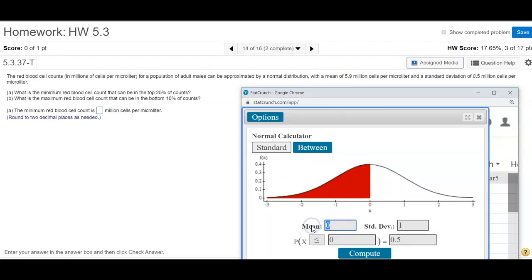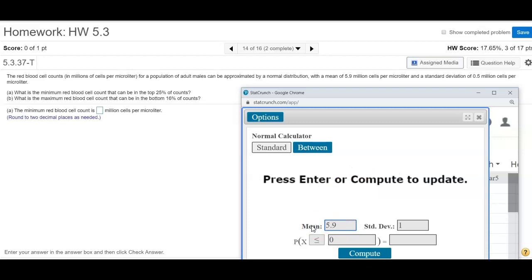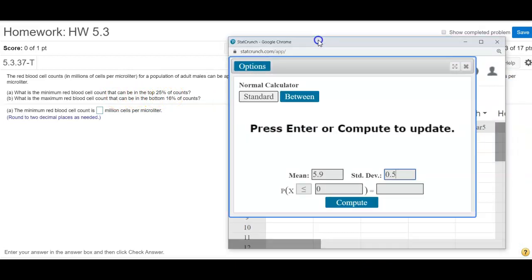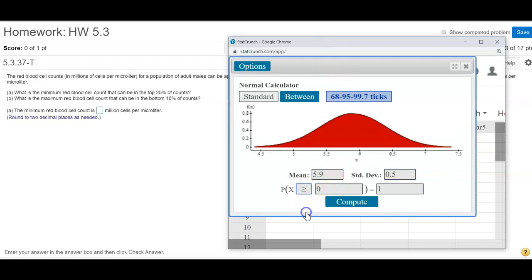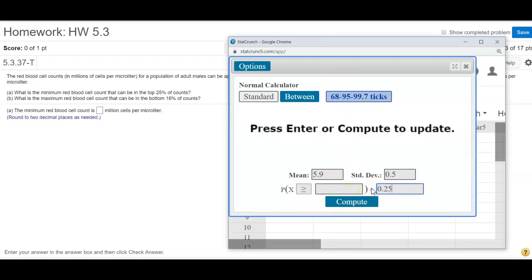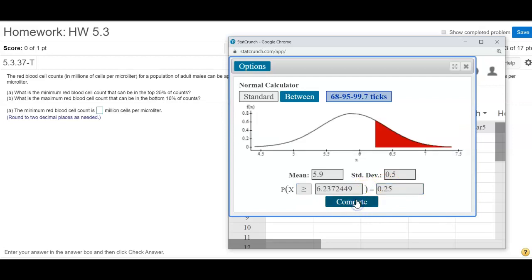They said it's normally distributed, so you type as you go. I know the mean of the red blood cells, and the standard deviation is 0.5, right? What are they asking me? What is the minimum red blood cell count that can be in the top 25%? Remember, when they say top 25, that means you have to click area to the right. 25% is 0.25. Do you see that?